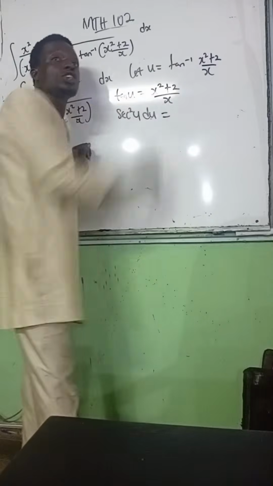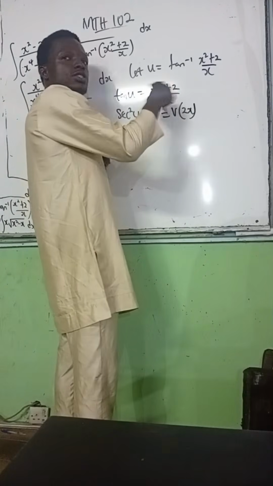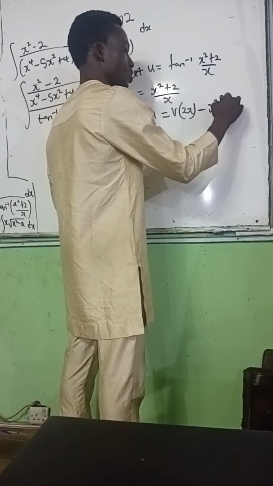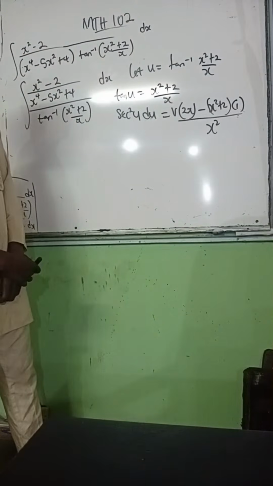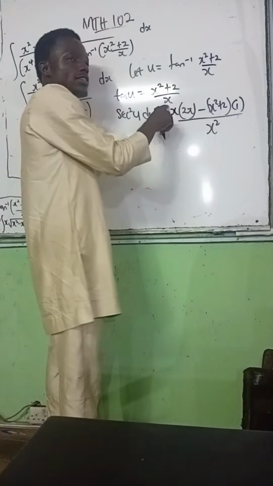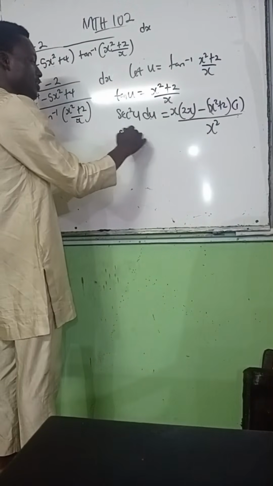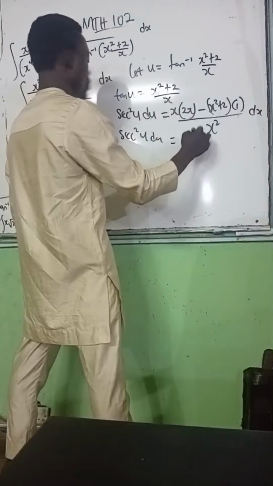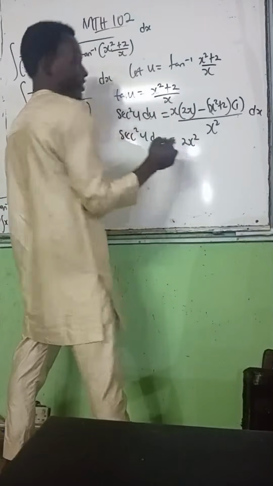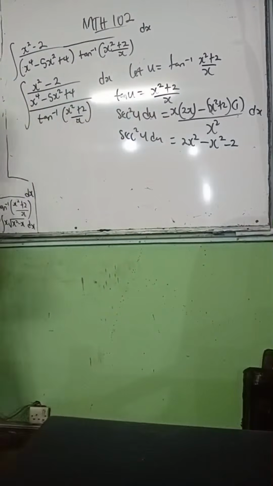If you differentiate this fraction, we are using the quotient rule: (v du/dx minus u dv/dx) over v squared. So sec squared u du equals 2x squared minus (x squared plus 2) over x squared, dx.